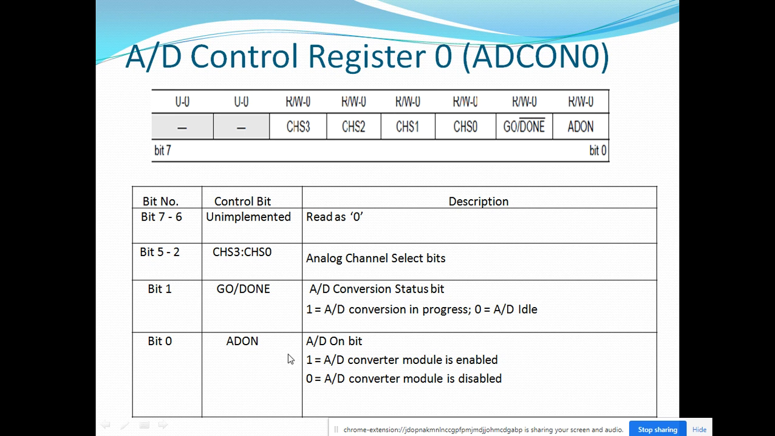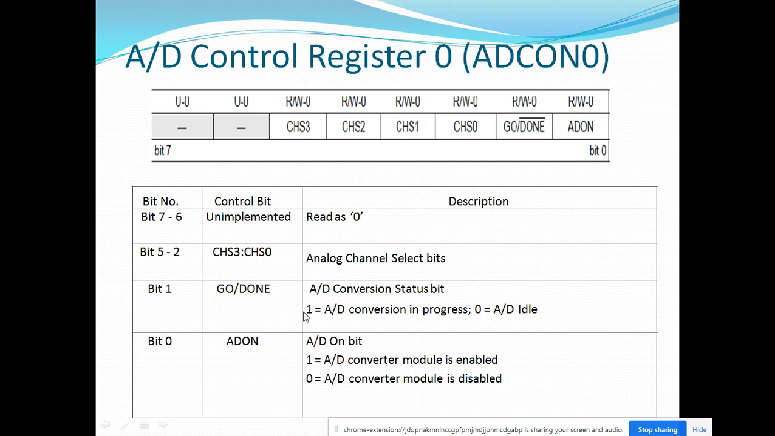Bit 0 is the ADON bit. By writing 1 to this bit, we can enable the ADC module. Otherwise, if I write 0 to this particular bit, then the ADC module is disabled. The second is the GO/DONE bit. Here you can see ADC conversion status bit. This is also called the start of conversion pulse and end of conversion pulse that we have seen in 8051 while interfacing ADC with 8051, that is ADC0804 and ADC0808. Now these pulses are inbuilt in this particular register.